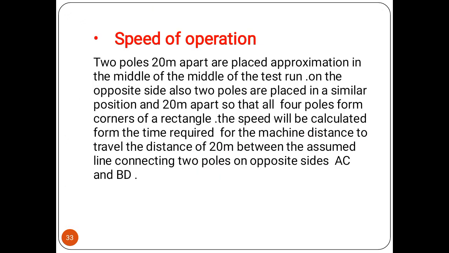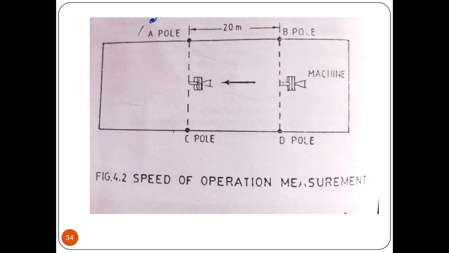Now for the speed of operation, two poles 20 meters apart are placed approximately in the middle of the test run, and on the opposite side also two poles are placed in a similar position and 20 meters apart, so that all four poles form the corners of a rectangle. The speed will be calculated from the time required for the machine to travel the distance of 20 meters along the lines connecting the two poles on opposite sides, AC and BD. This is the diagram showing how to measure the speed of the machine.